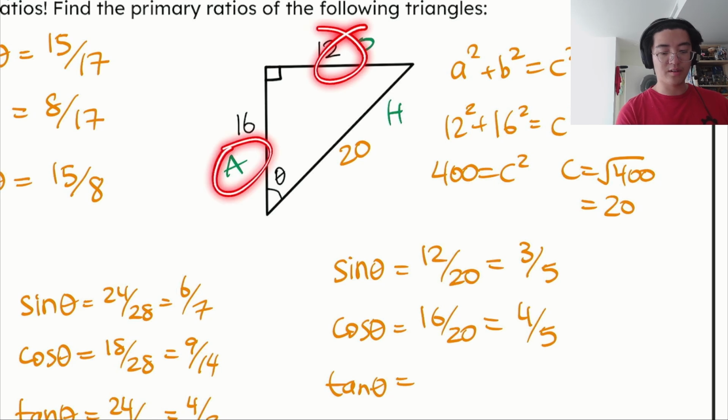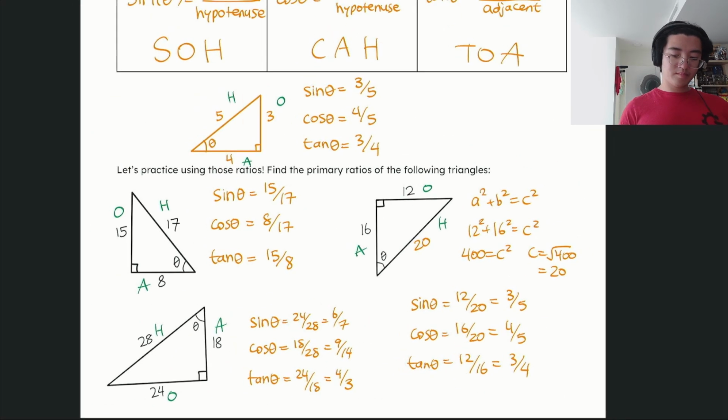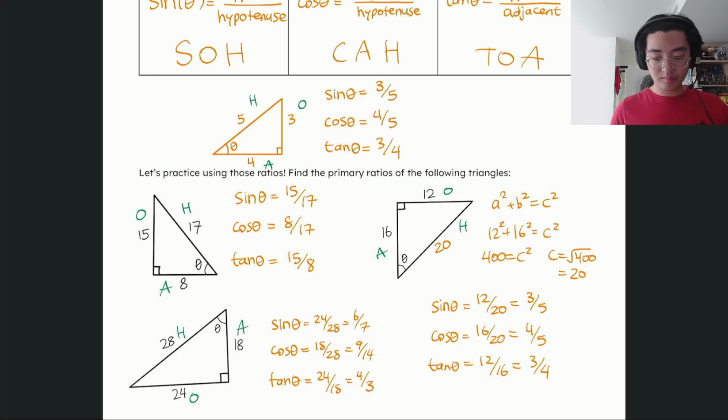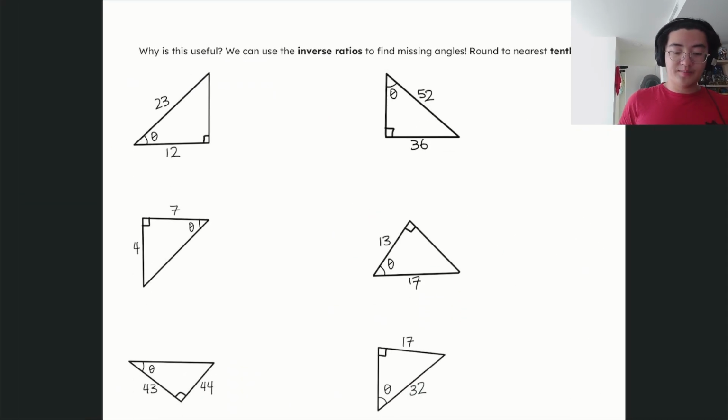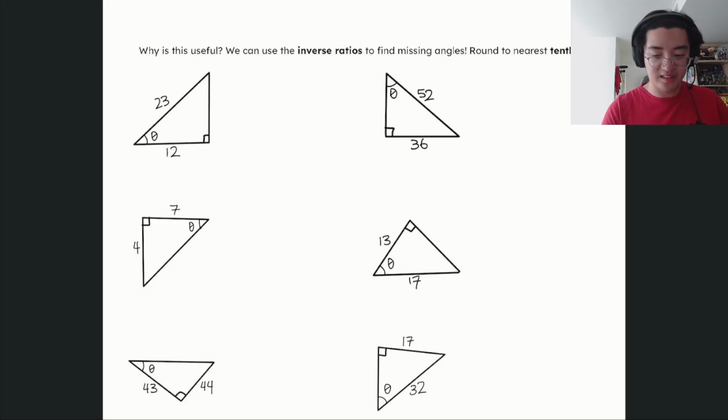Tangent is opposite over adjacent. Okay, so that's how we determine the three trig ratios. Speaking of angles, why do we actually care about trig ratios? Right, so this is now time to actually find out what theta is, what this mysterious angle is.